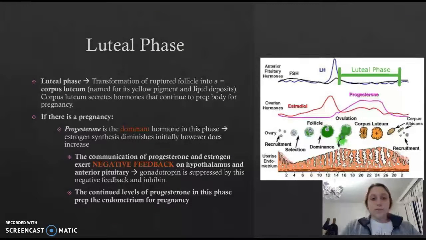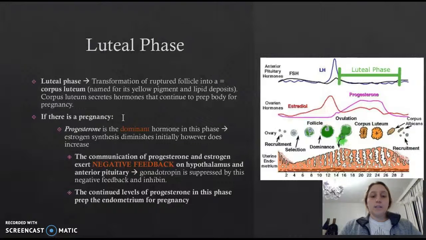So in the luteal phase, the ruptured follicle is transformed into something called a corpus luteum. It is named for its yellow pigment and lipid deposits, and this corpus luteum carries through the beginning of pregnancy to help regulate the hormonal control. It secretes the hormones and will continue to prep the body for pregnancy. So what we're going to focus on is if there is a pregnancy.